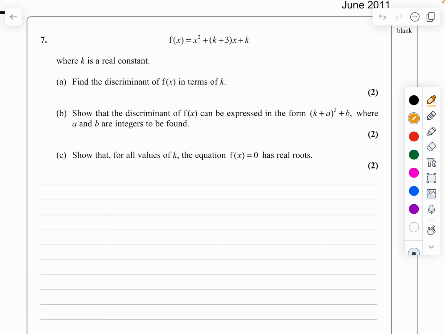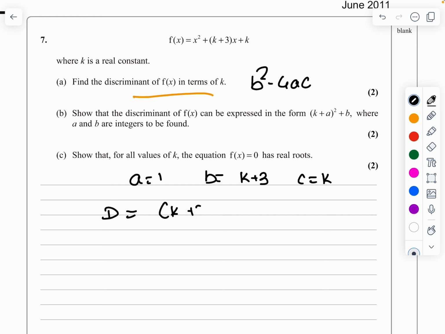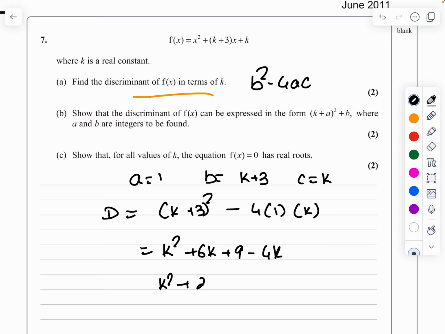Find the value of discriminant. Discriminant means b square minus 4ac. So a value is 1, b value is k plus 3, c value is k. So discriminant D equals b square minus 4ac, which is k square plus 6k plus 9 minus 4k. k square plus 2k plus 9.